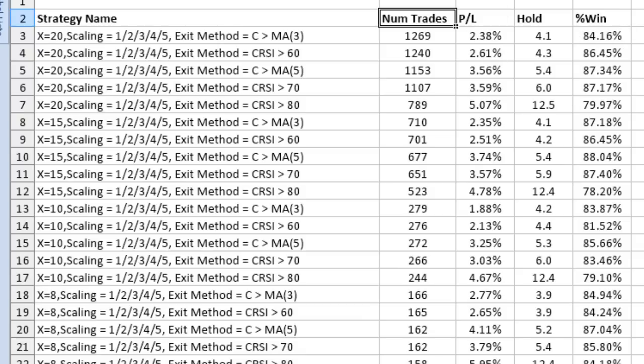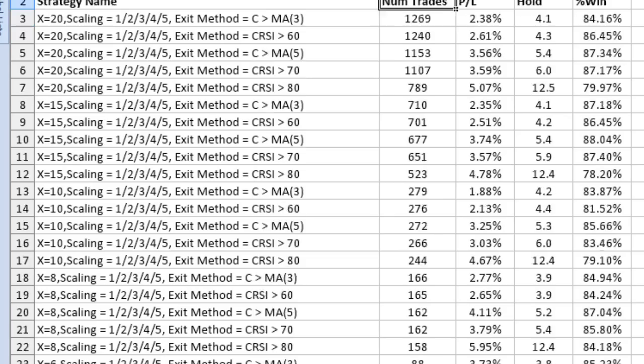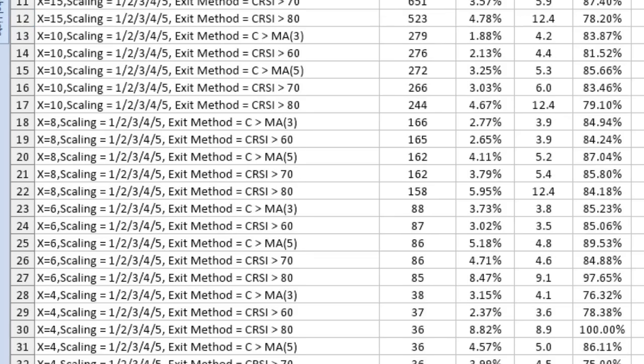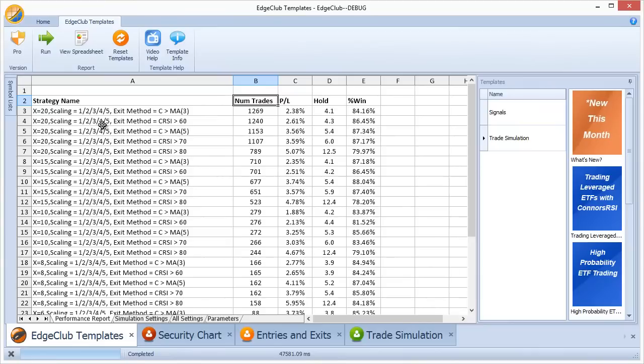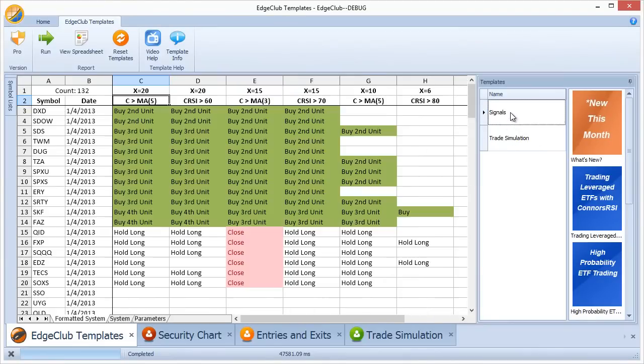So the idea is here that you can see what the performance of each of the variations are, which ones you might want to trade, and once you've found the ones that you are interested in trading, what you would do is you would go into the signals, make sure you have those variations in your columns here, and then every day you just press run, and you'll find out what the signals are for today.